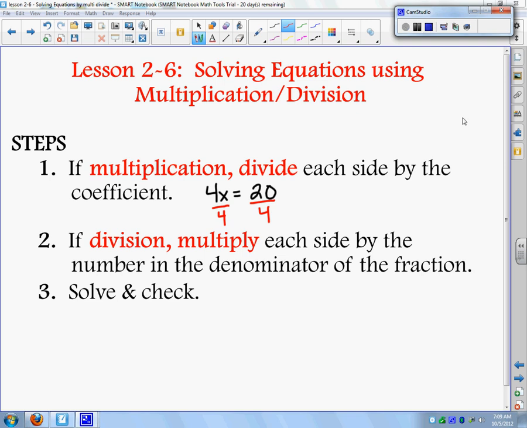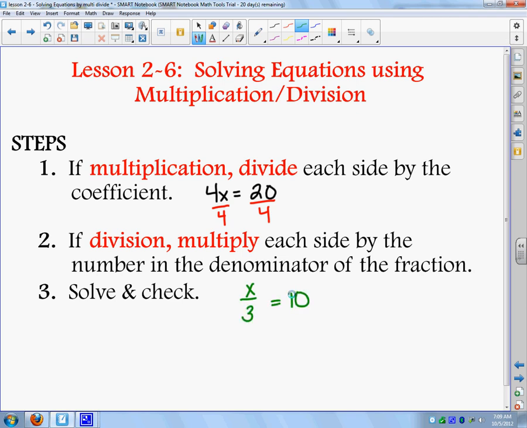All right, if it's division, you multiply each side by the number in the denominator of the fraction. So if it looks like this, x over 3 equals 10, this is a division problem, x over 3, so you multiply each side by the denominator. So you multiply each side by 3, and that will give you your answer.